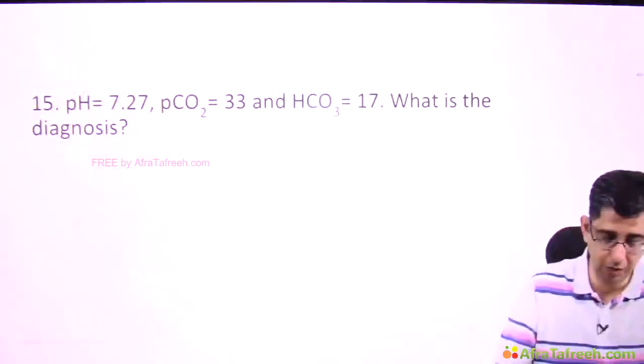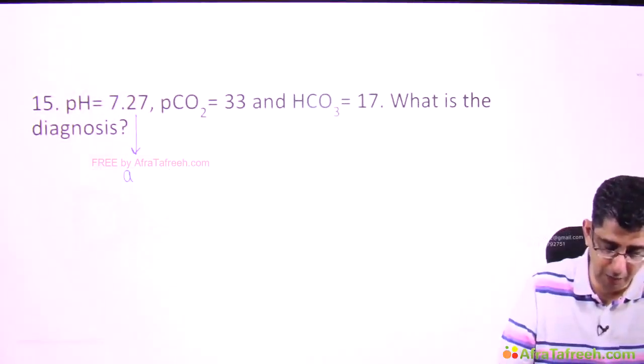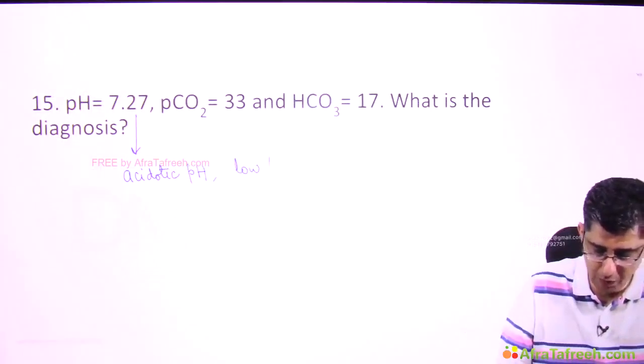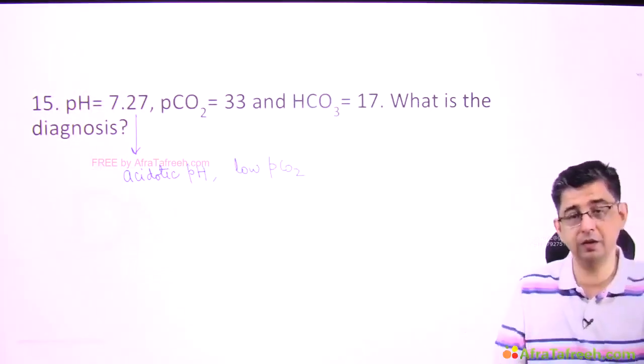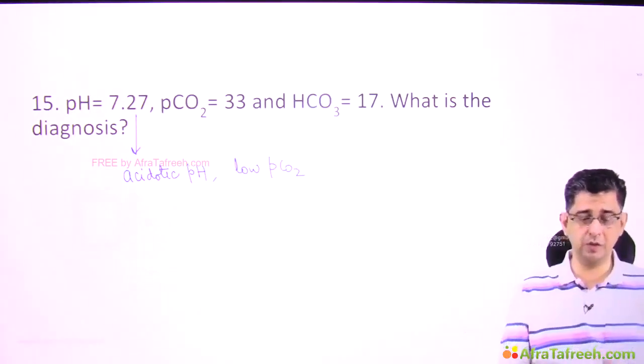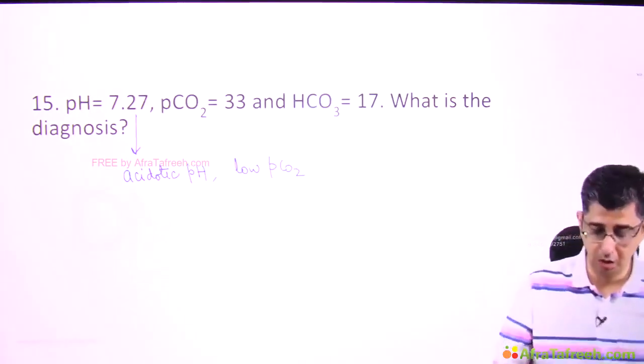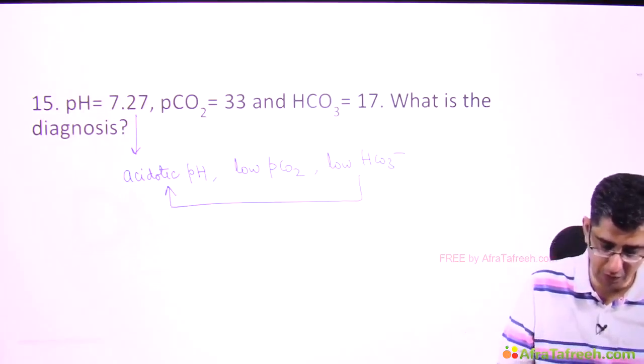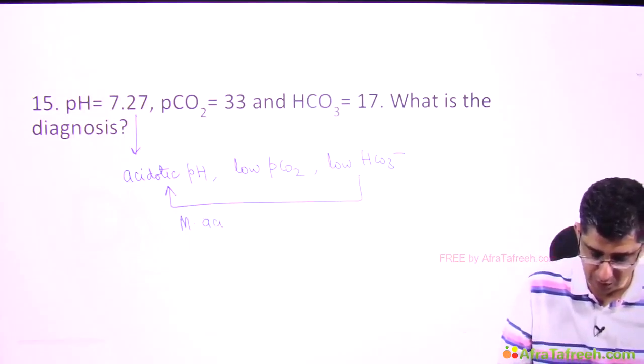Coming to the next question, you can see that the patient has an acidotic pH. The pH is 7.27, that is definitely lower. He has a low PCO2, but in this guy a low PCO2 cannot explain the acidotic pH. There is a low bicarbonate that can definitely explain the acidotic pH of the patient. So the primary change is metabolic acidosis.